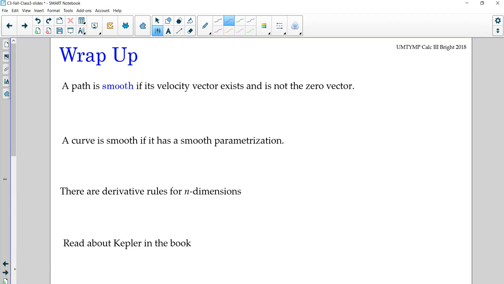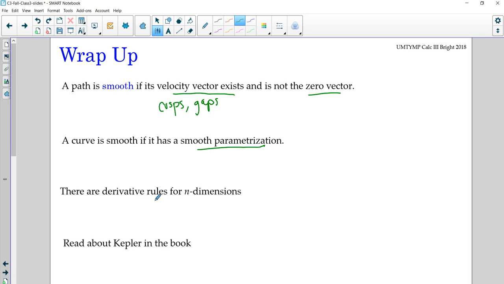And this is just a wrap-up video for week 3. Some terminology that's also in the textbook is this idea of smooth, and it's just that the velocity vector exists and it's not the zero vector. So pretty easy definition. Just be aware that traditional ideas of cusps and gaps, etc., are going to violate this smooth principle. Okay, and so if there's a smooth parameterization, then we say the curve is smooth.